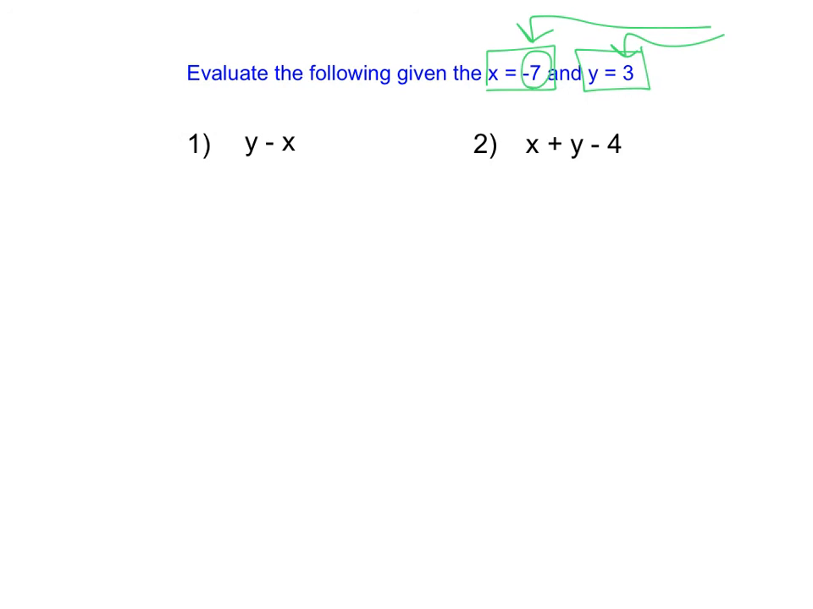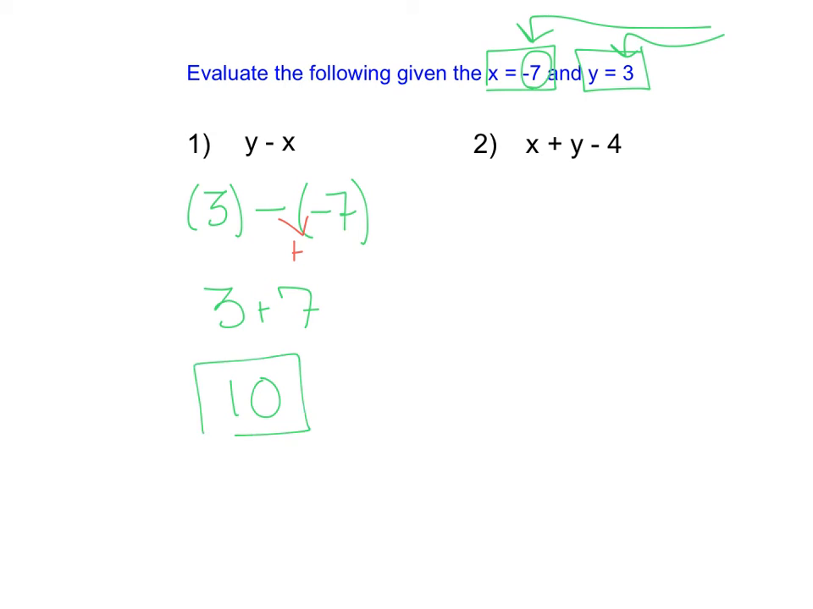So for example, in this first problem, we need to substitute in 3 for y. So I have 3 minus, and x is a negative 7. So notice how by using parentheses I can make sure that I'm not missing that x is a negative 7. Then from here I notice that I'm subtracting a negative, so these two together are going to form a plus sign. So I have 3 plus 7, which ultimately gives me 10.